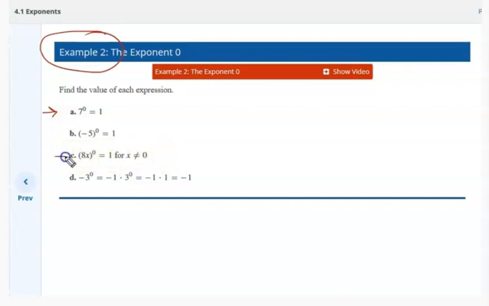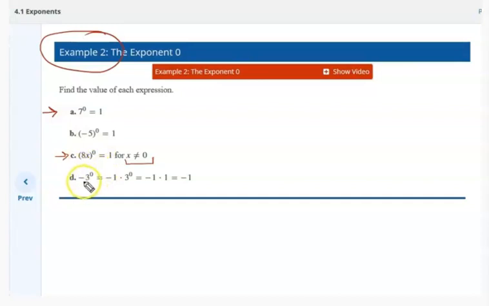Now, for C, our base is, because of the parentheses, 8x to the 0. So anything to the 0 power is 1. Our base is the 8x. And they're giving the qualifier that x could not equal 0, because if it did, then that wouldn't be the answer.